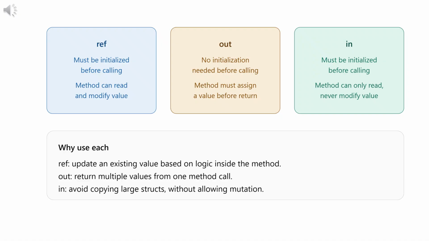In, green box. Like ref, the variable must be initialized before calling. But unlike ref, the method can only read the value, it's never allowed to modify it. This exists purely for performance.